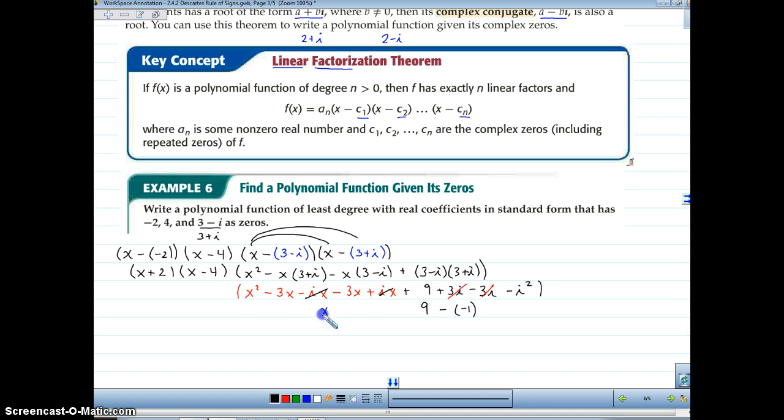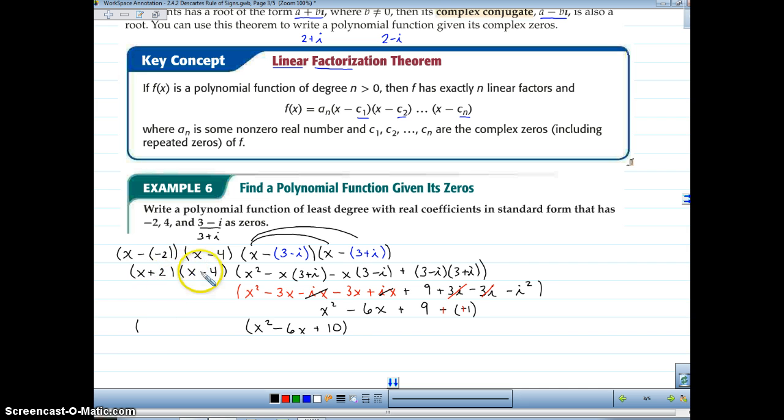The x squared is still here, and we have minus 3x minus 3x is minus 6x. So now we get a nice pretty trinomial. This is x squared minus 6x plus 10. Remember that minus minus 1 is actually plus positive. So we get negative 6x plus 10.